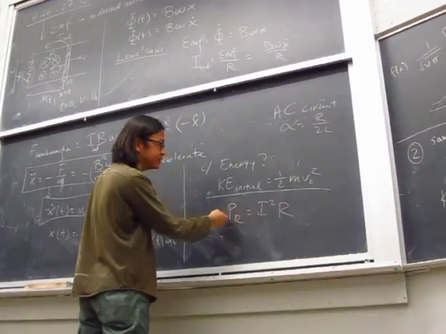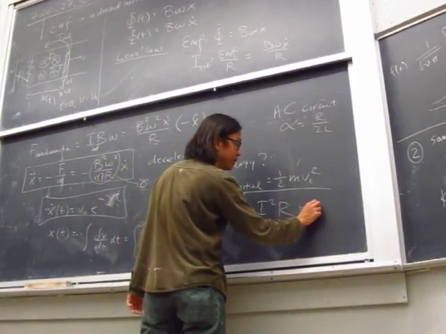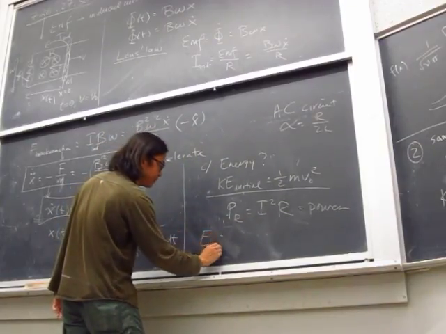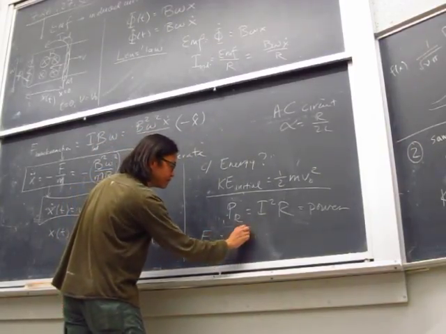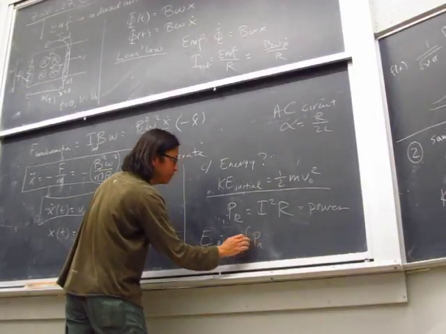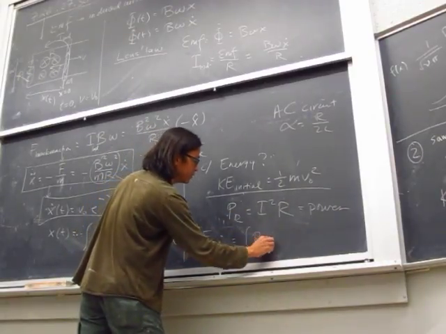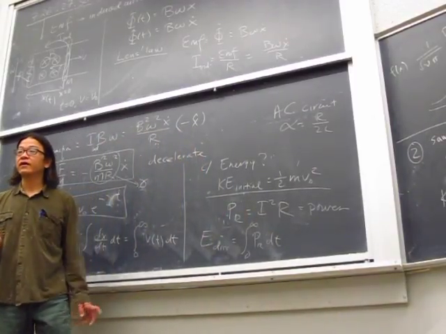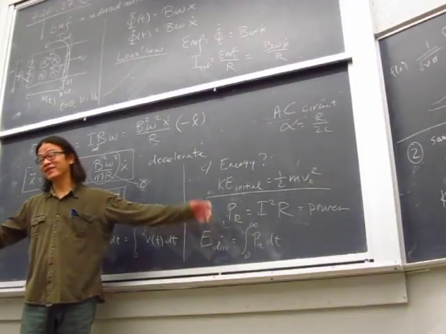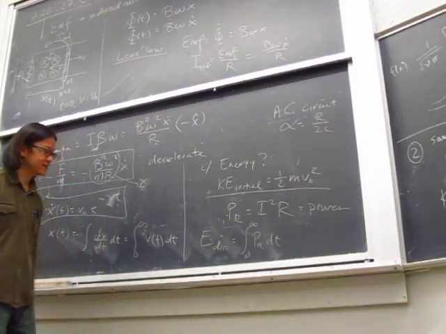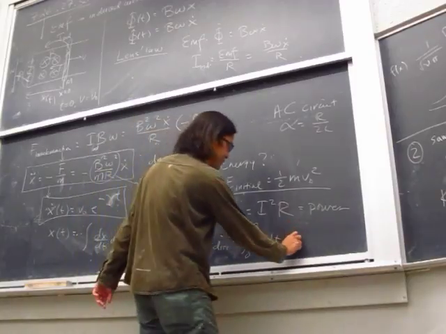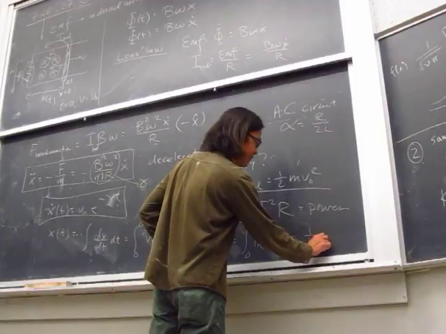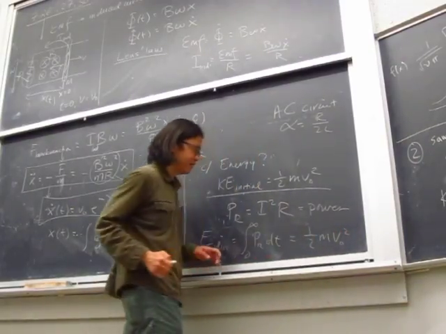And this is the rate of energy dissipation, right? This is power. So the total energy dissipated is an integral of P_R dt, from 0 to infinity. And hopefully, if everything is the way we understand things, then this will just give you the initial energy, one half m v squared. That's the idea, right?